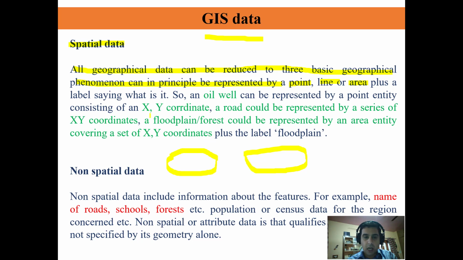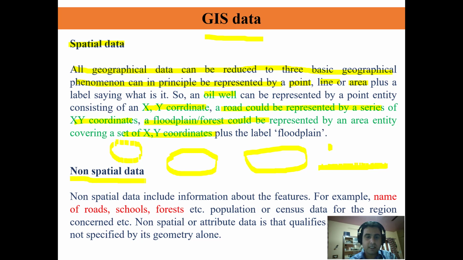So how can an oil well or a point be represented? It can be represented in the form of x and y coordinates. A road can be represented by a series of x and y coordinates, like this is the representation of a point, and a series of xy coordinates gives you a line. And a floodplain or a forest can be represented by an area entity covering a set of xy coordinates, like an area can be represented by a set of x and y coordinates. This is the area. So this is how we represent spatial data.